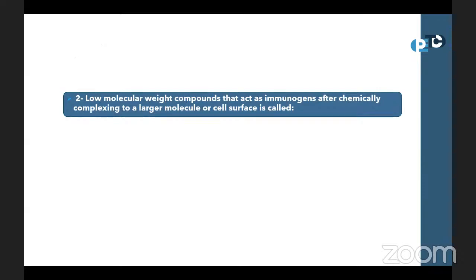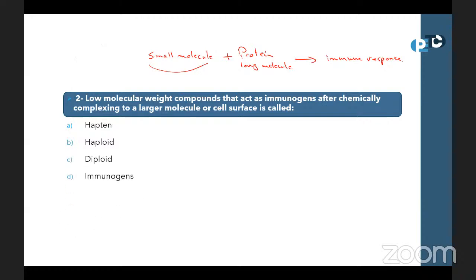So here we have a small molecule. By itself, it will not cause anything. But if it is attached to a protein or a large molecule, it will give an immune response. Hapten? Yes, it is hapten. This is the right expression for this small molecule. So the choices: hapten, haploid, diploid, or immunogen. It is hapten.